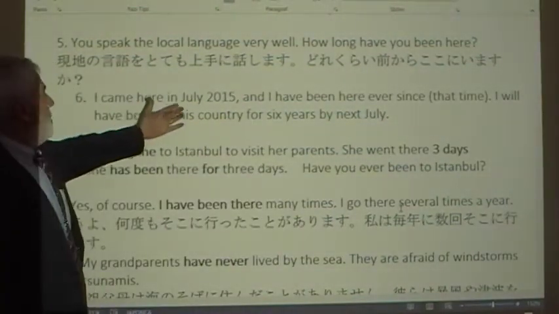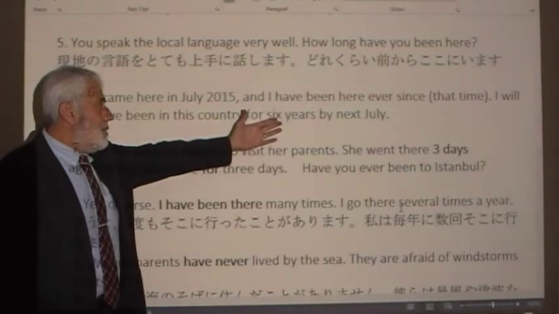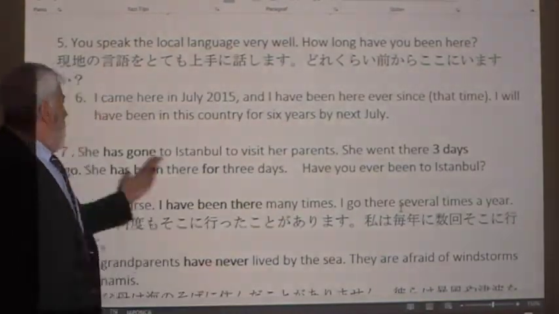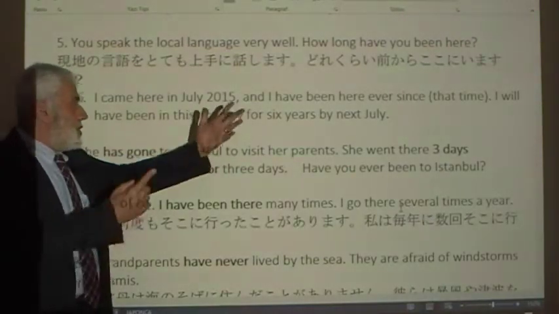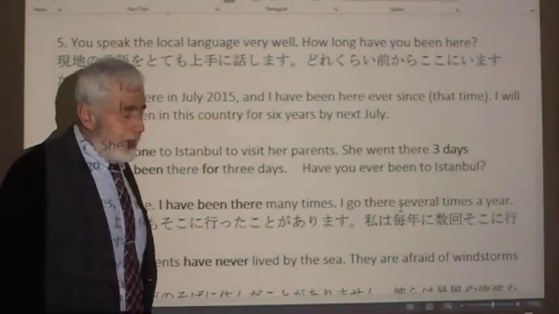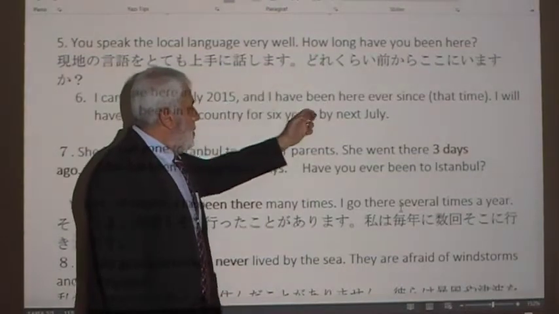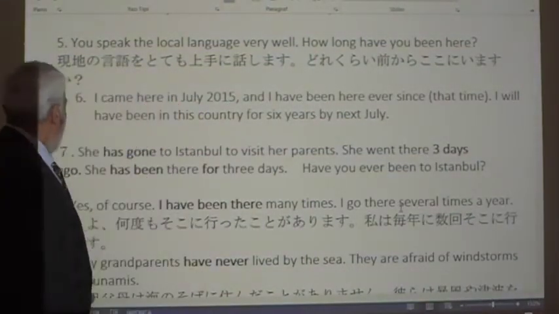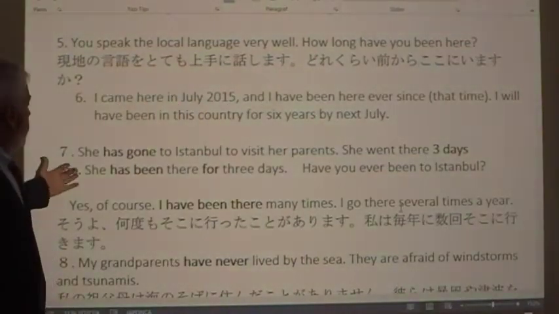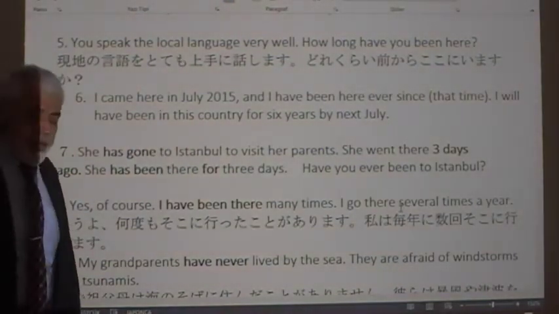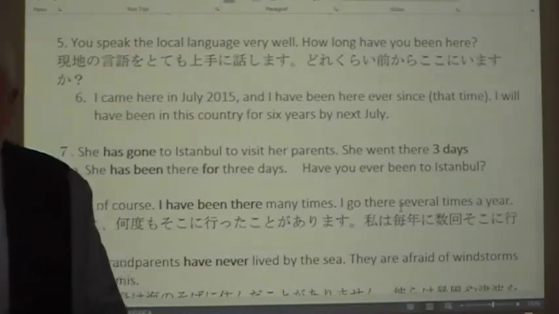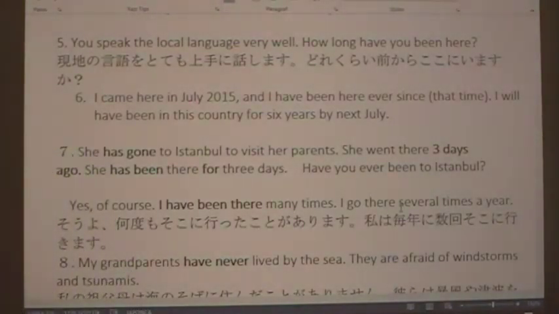I came here in July 2015 and I have been here ever since. I will have been in this country for 6 years by next July. So, これの答えはこれになっています。Number seven. She has gone to Istanbul to visit her parents.